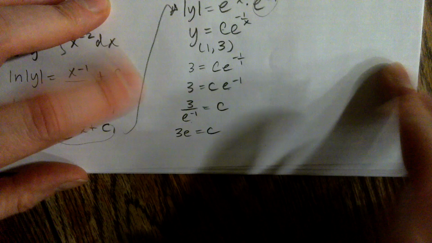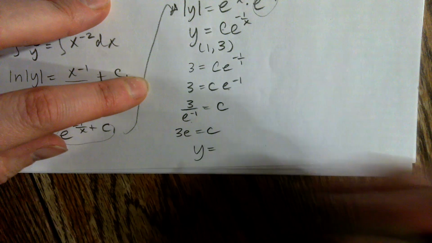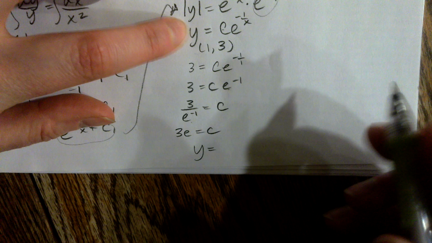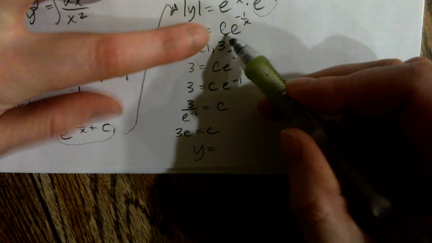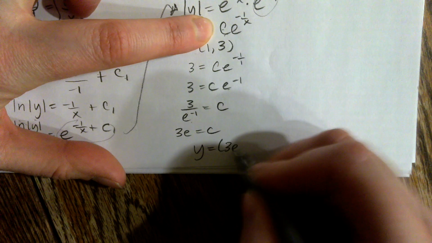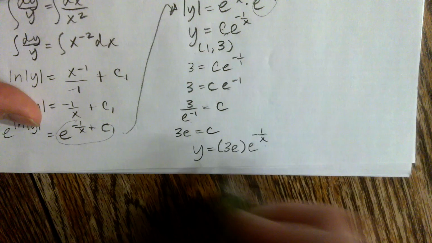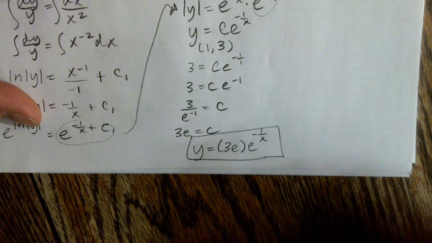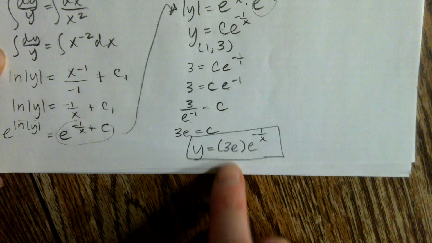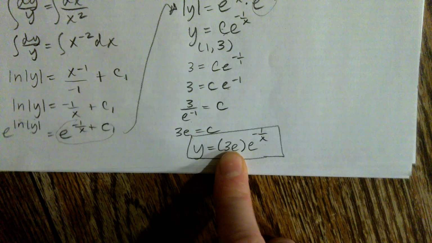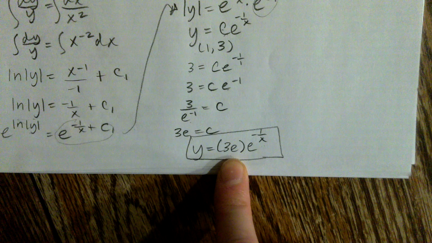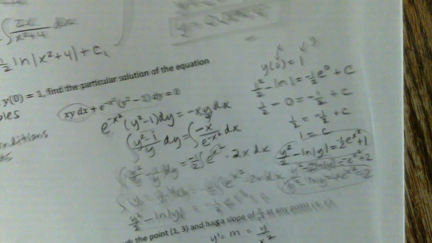So then I am going to end up with y equals, so I'm plugging everything back into here. So instead of the c, I'm going to have a 3e, and then I'm going to have e to the negative 1 over x power. And then we're all set. So I guess you could come up with a number for that, but we don't like getting our calculators out, so that's just fine.